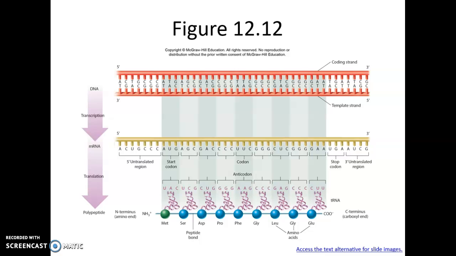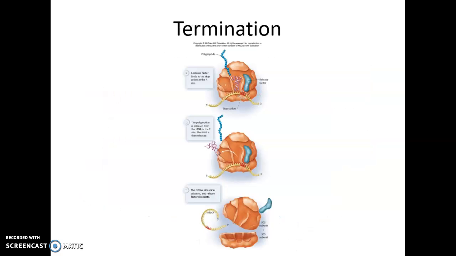Now, termination of translation is based upon the stop codons. So what we can see here is we have a stop codon. There is no tRNA that matches that stop codon. So a release factor sits in there, and then everything falls apart. There are 3 stop codons.